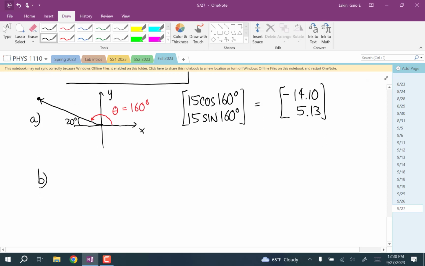And then for part B, just do the same thing again. So there's the coordinate system. Here's the vector. And this angle is 20 degrees. So now what's the angle from the positive x-axis to the vector? It would be 90 if you went all the way from x to y, but we're 20 degrees short of that. And so this is 70 degrees.